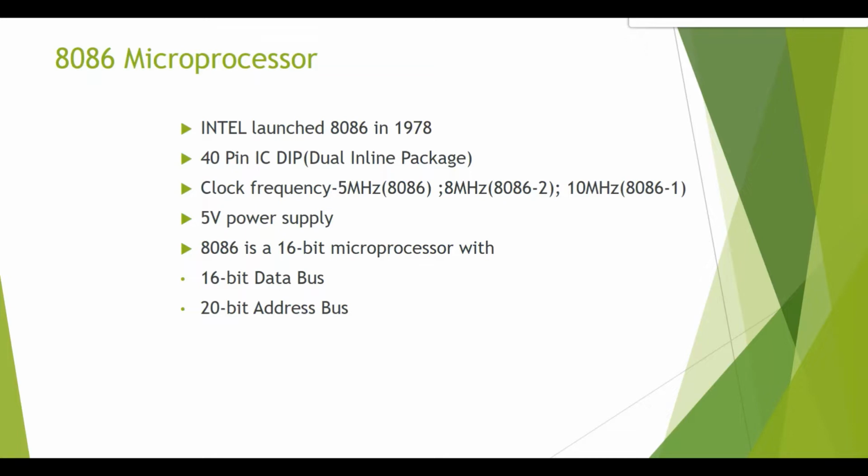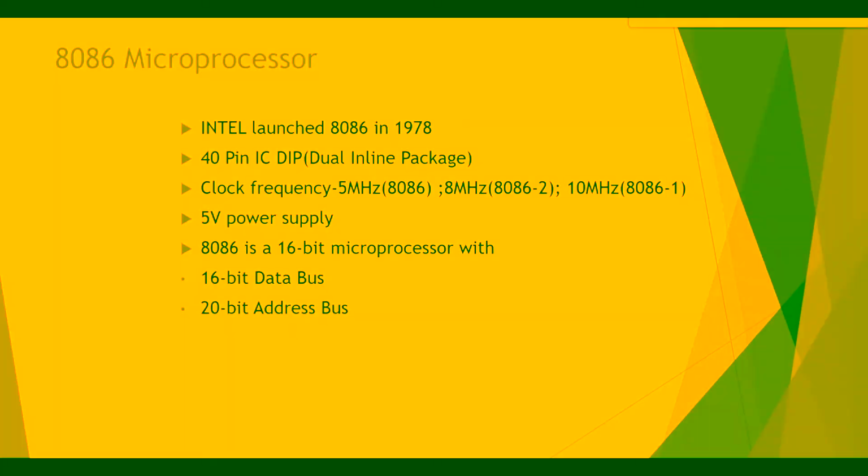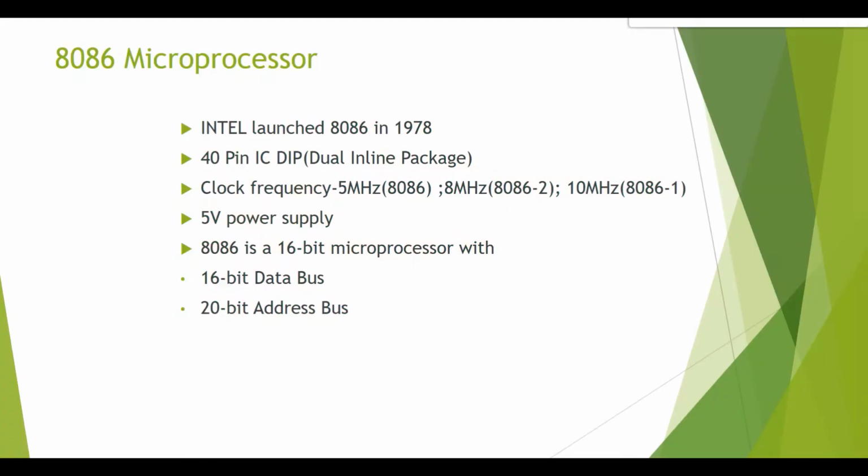Now this 8086 microprocessor is a 16-bit microprocessor. That means in the 8086 microprocessor we can do operations on 16-bit data, and it has 20-bit address lines. So the memory that can be interfaced with the microprocessor can have a maximum size of 1 megabyte.